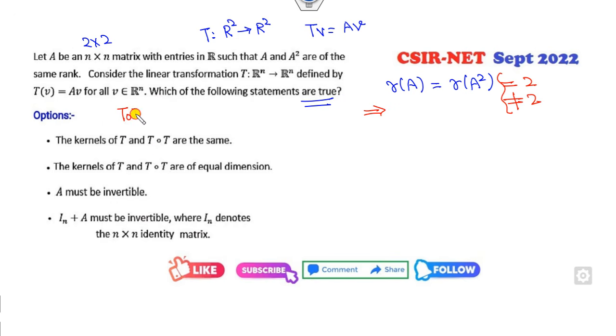What is T circle T? T circle T will be T of T of x, which is A of A of x, or if I call it as a matrix, A square. Firstly, I can define it like A square. If T is a mapping defined corresponding to A, T circle T is the mapping defined corresponding to A square. If the rank of A and the rank of A square are the same, I can subtract the number of the columns from both sides.